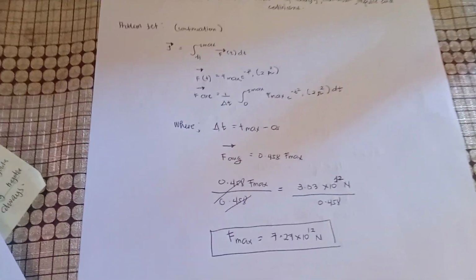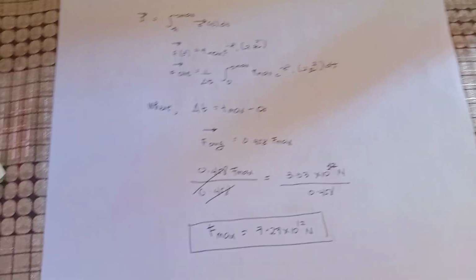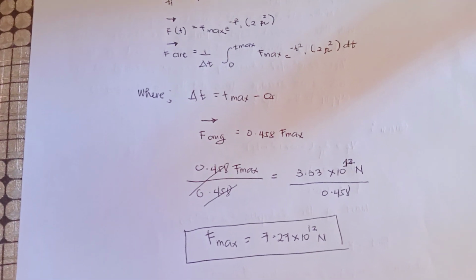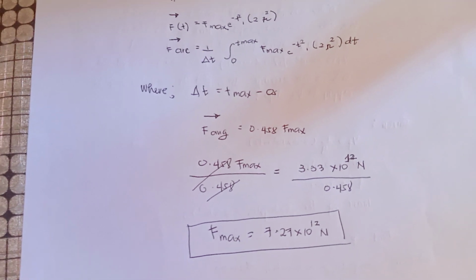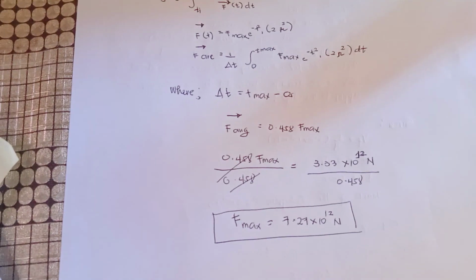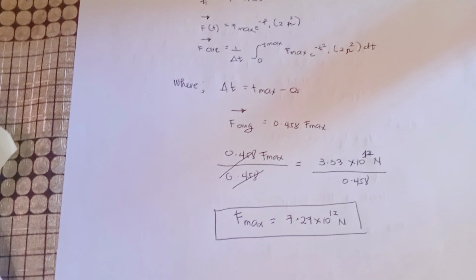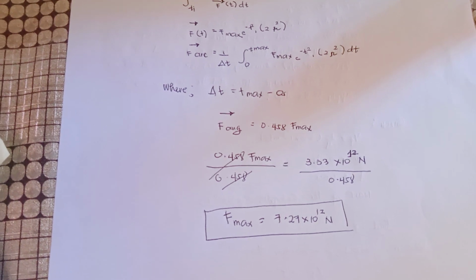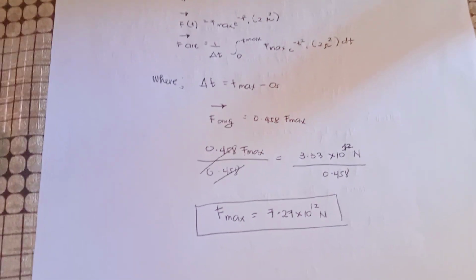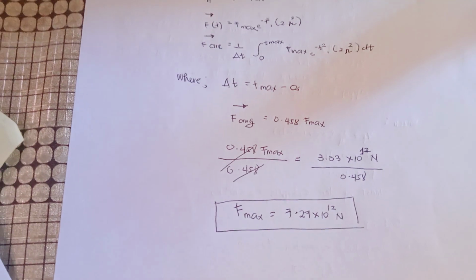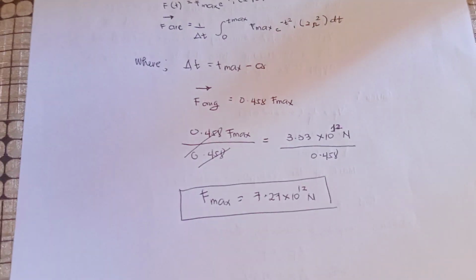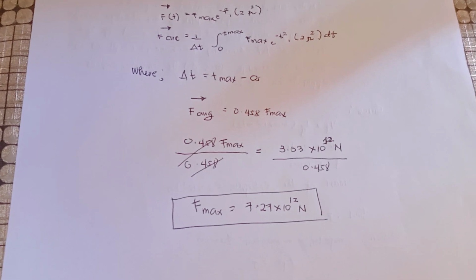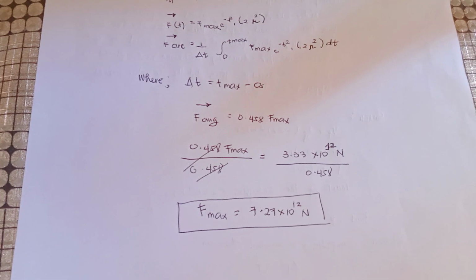So, first we take the final average, the 0.458 times the maximum force. So 0.458 times the maximum force over 0.458, we cancel out, we divide. So we get the answer 3.333 times 10 to the 12th power Newton.